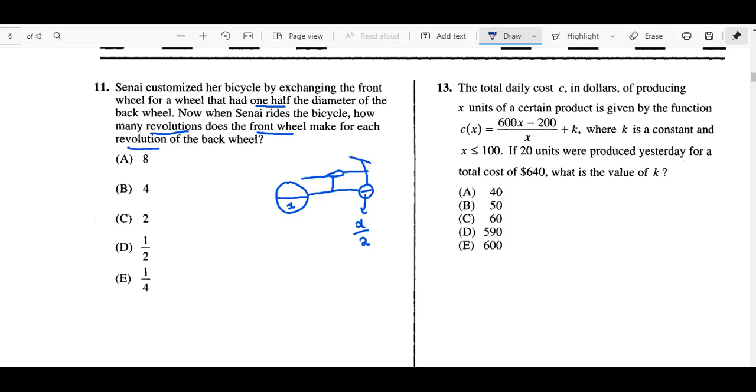Something of this type. And I know it's very funny, but that's okay. So we have two wheels. This is the back wheel and this is the front wheel, right? And here they are saying that the diameter of the front wheel is one half the diameter of the back wheel. So if the diameter of the back wheel is x, the diameter of the front wheel would be x by 2.